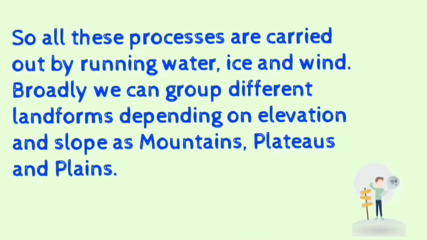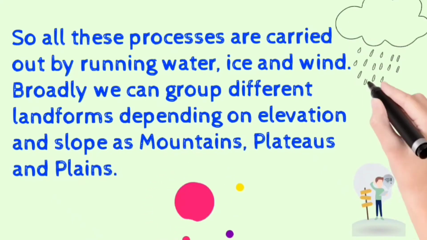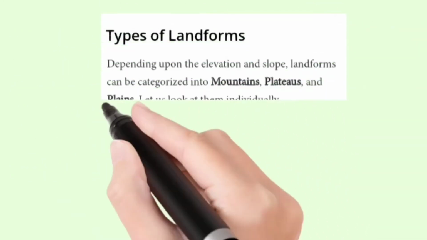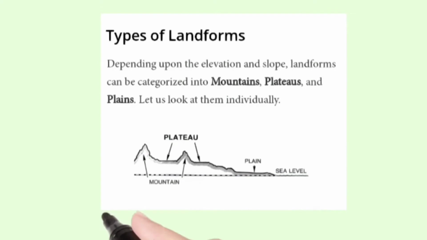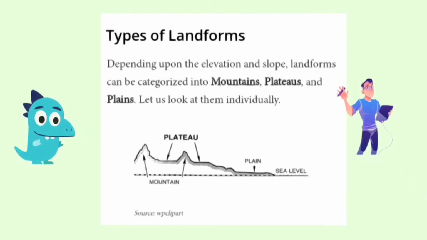Broadly, we can group different landforms depending on elevation and slope as mountains, plateaus, and plains. We'll discuss further. Types of landforms. Depending upon the elevation and slope, landforms can be categorized into mountains, plateaus, and plains. Let us look at them individually.